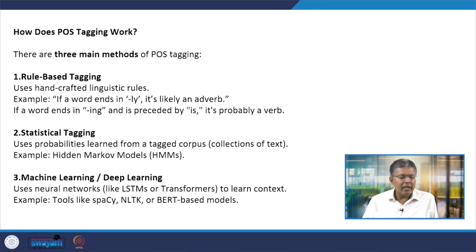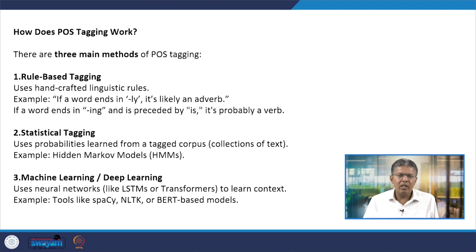Then you have statistical tagging, which, unlike the rule based tagging, uses probabilities. It learns from a tagged corpus, that means from an already large pool of data, text and all, it has understood the probability of a particular word coming into the context. Okay. What it does basically, it uses a method called hidden Markov models, HMM, right. So, it will give you a probability of which word should come after this, or in between this one. So, that is what it does, right.